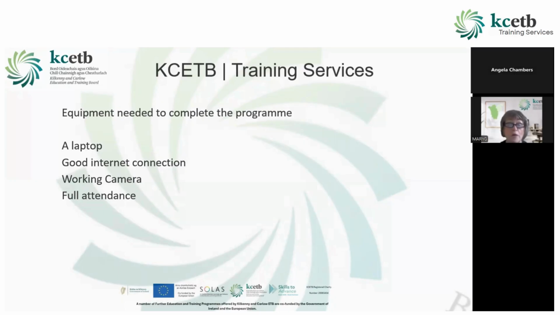That laptop must have a working camera because the camera must be on at all times. And the reason it's got to be on at all times is, again, you're engaging in a classroom setting. So there will be PowerPoint presentation delivery, there will be engagement in respect of work, feedback, self-directed learning work and feedback on that, and specific topics which will be discussed, and situations which arise will be discussed in class. So that is a requirement of the actual delivery as well.